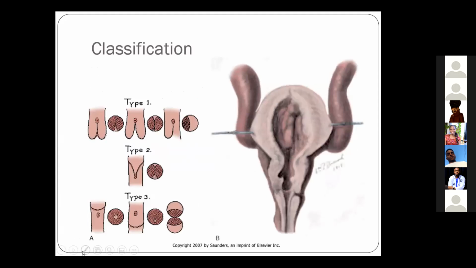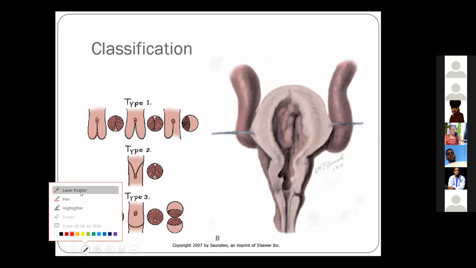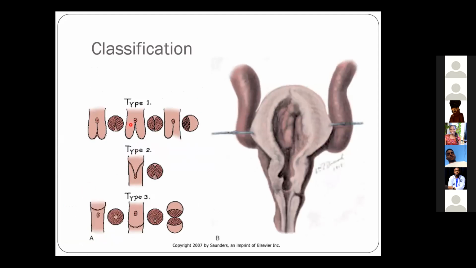Let me pick my pointer. So this is type number 1. We said it starts from the veru. This is the verumontanum, this dot here. In all the pictures, that dot is the verumontanum. So we are seeing that type 1 valves come from the verumontanum and they slope. They attach distal to the verumontanum. And we said the fusion is not complete, so it leaves some small space. There you go.